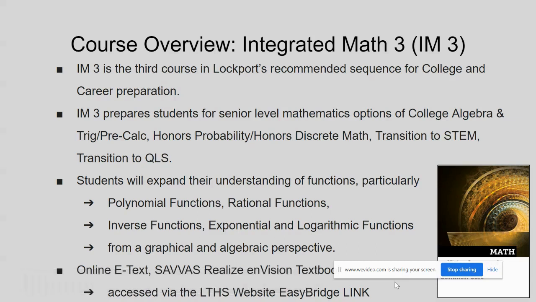The course for Integrated Math 3 is a 3rd-year course for graduation requirements for the college and career prep. We also prepare students to take a 4th-year course if that is what you choose to do. It could be CAT, probability, discrete, STEM. We have many 4-year level math courses.